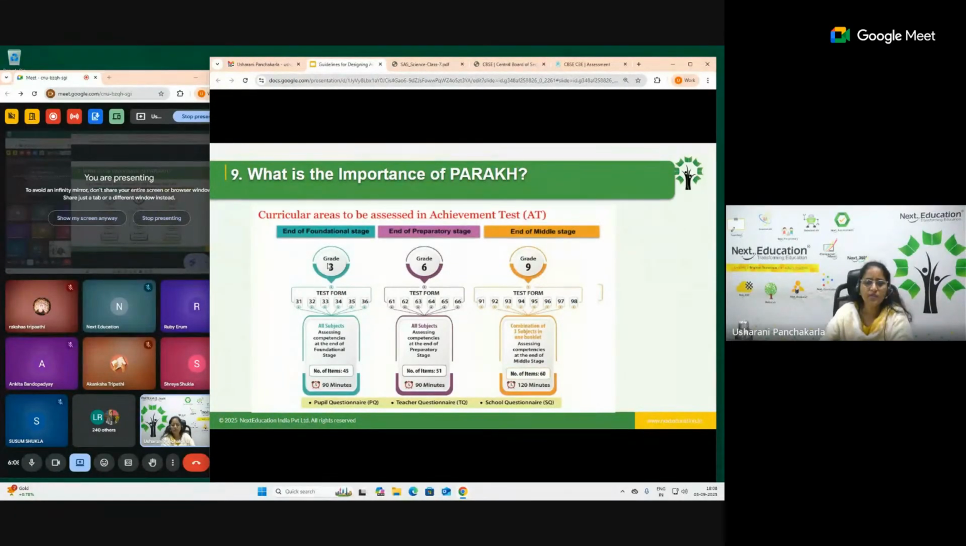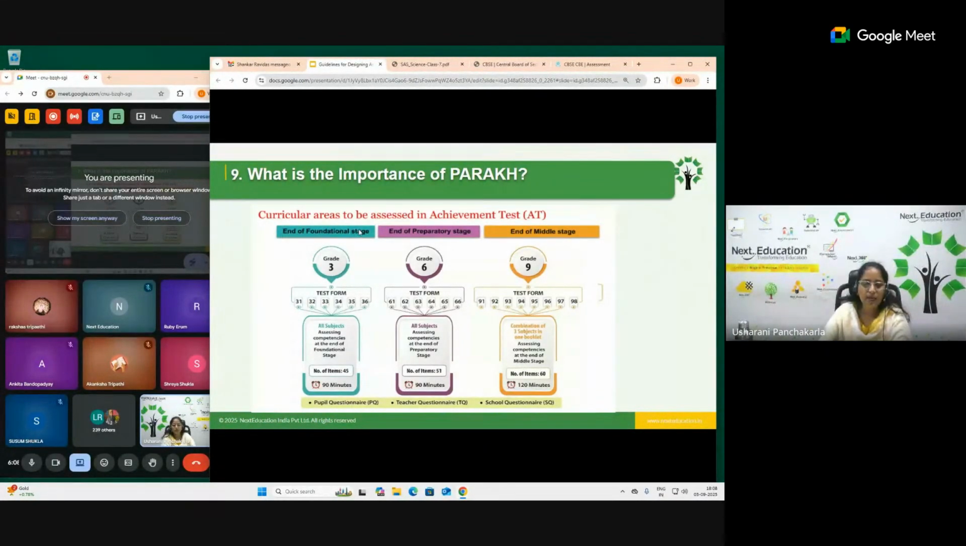Now if you see here, this is how it has been conducting the test: grade 3, grade 6 and grade 9. As I said, it's not like one paper is given; you have around 6 question papers or booklets given, and here also you can see, just to avoid malpractice as well as the leakage of the paper.